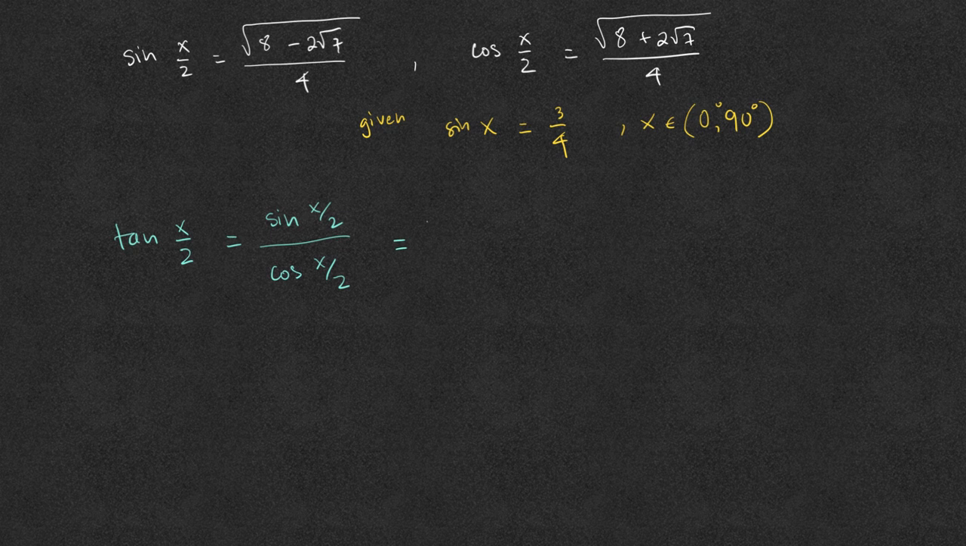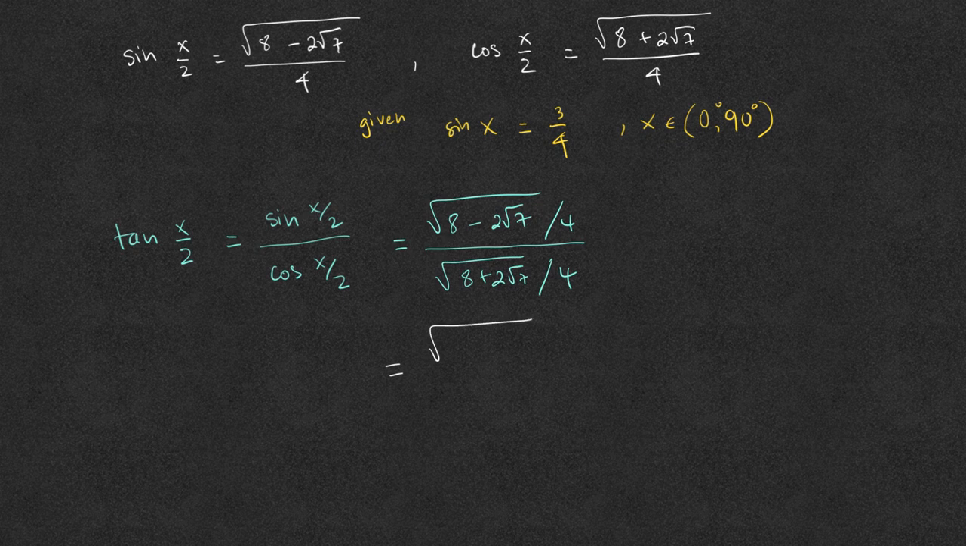Sine of x over 2 is the square root of 8 minus 2 root 7 over 4. And cosine of x over 2 is the square root of 8 plus 2 root 7 over 4. Simplifying this, we have the square root of 8 minus 2 root 7 over the square root of 8 plus 2 root 7. And most likely, we can just leave the answer in this form. This is one of the few instances where we can have the radical in the denominator.